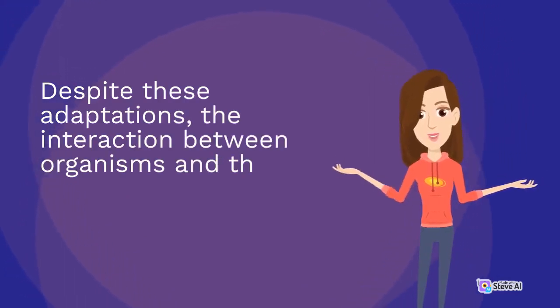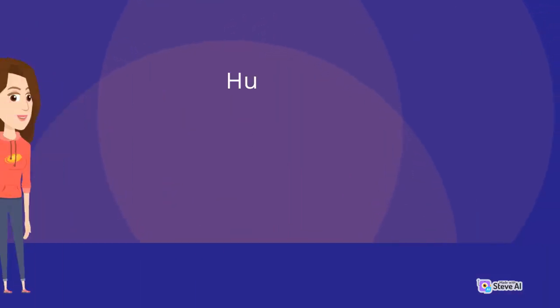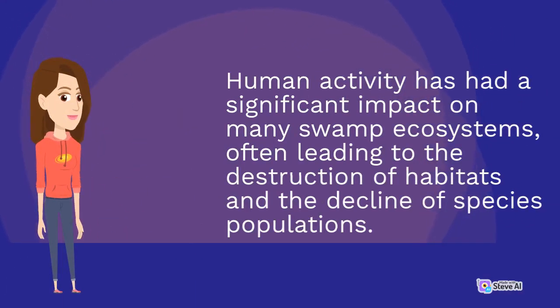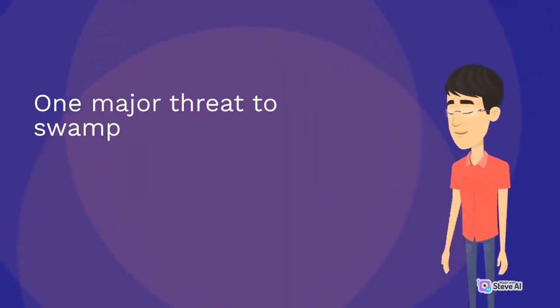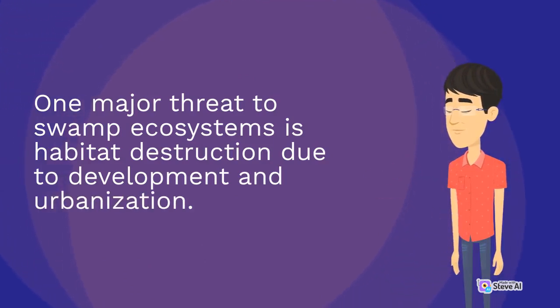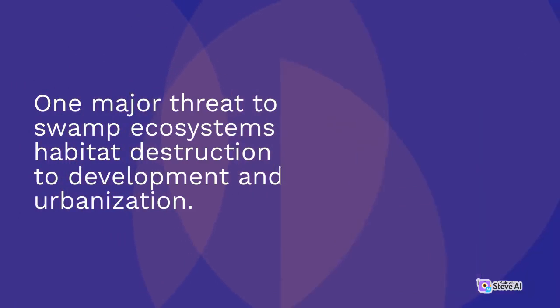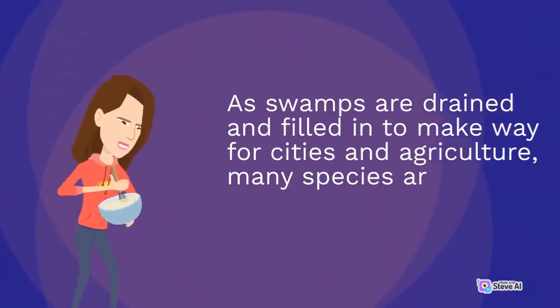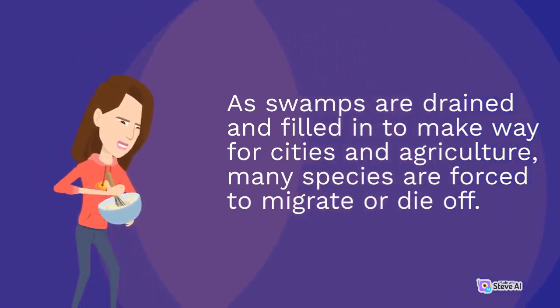Despite these adaptations, the interaction between organisms and the swamp environment is not always positive. Human activity has had a significant impact on many swamp ecosystems, often leading to the destruction of habitats and the decline of species populations. One major threat to swamp ecosystems is habitat destruction due to development and urbanization. As swamps are drained and filled in to make way for cities and agriculture, many species are forced to migrate or die off.